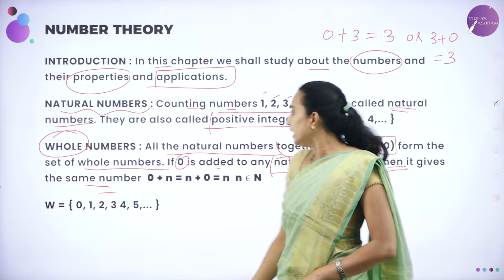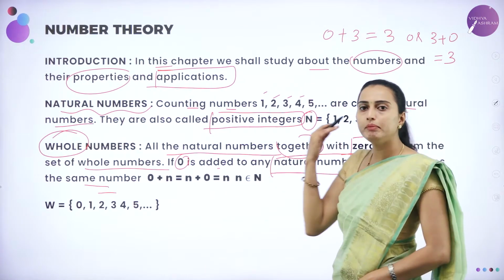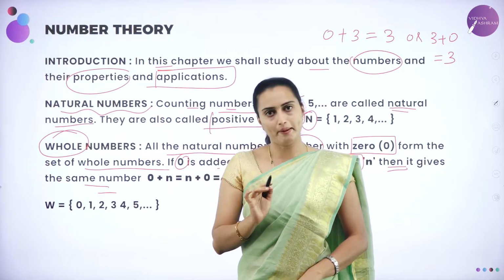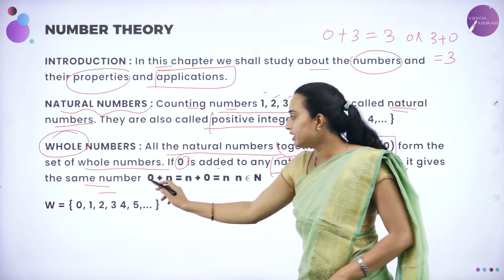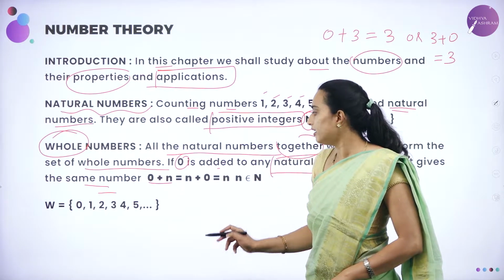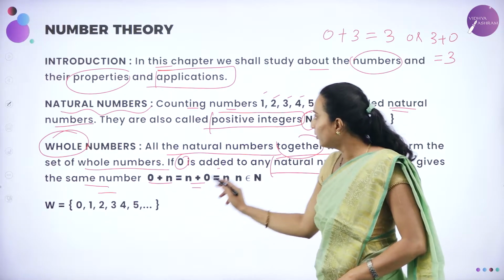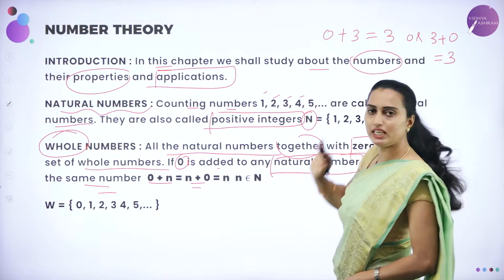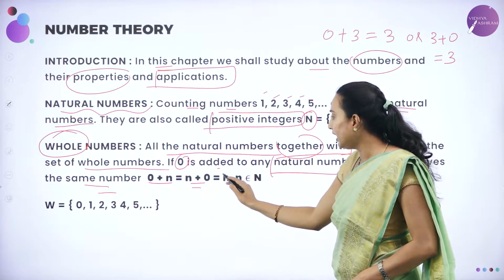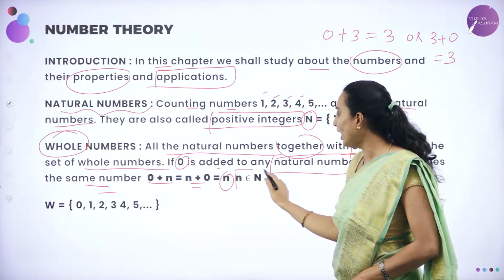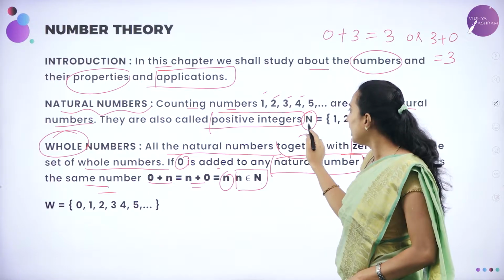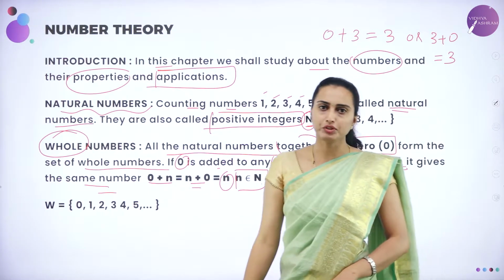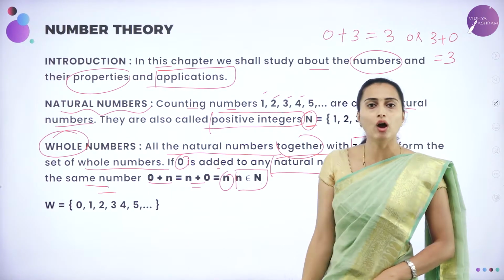In general, it will be n. N can be replaced by any natural number. So, I have written in general 0 plus n or n plus 0. You can take the example of these. Will be giving you n itself. Where n belongs to where? It will be belonging to the natural number. Got? This is a special case of the whole number.